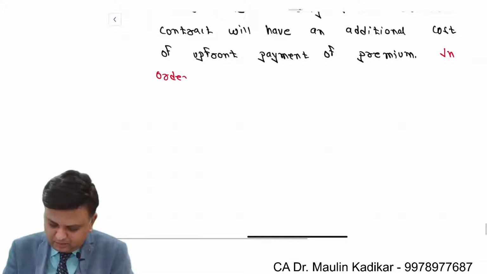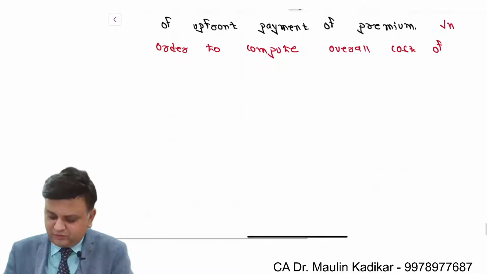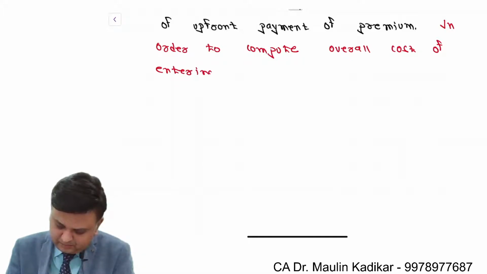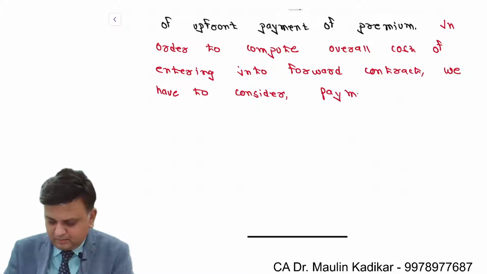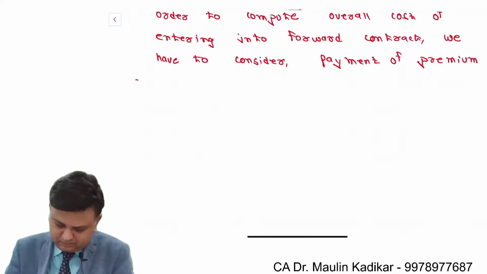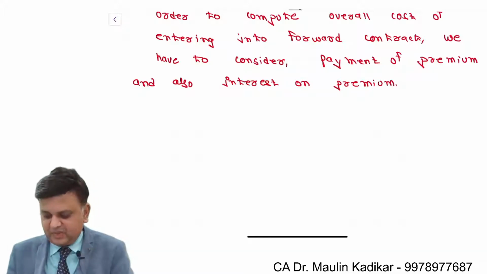In order to compute the overall cost of entering into forward contract, we have to consider payment of premium and also interest on premium.